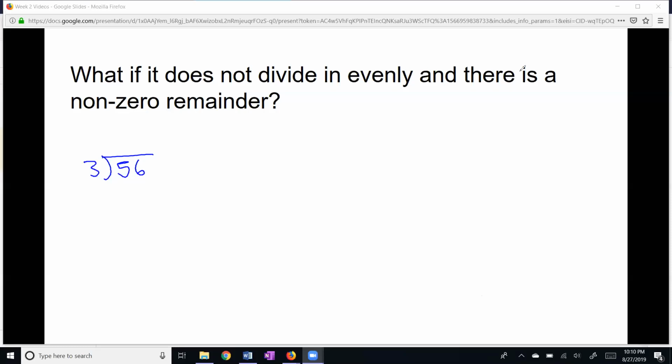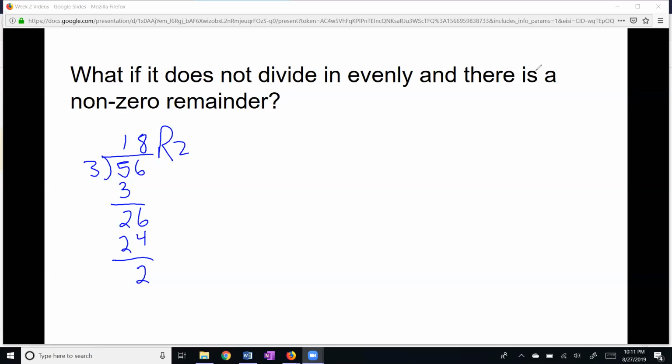Now let's take a look and see what happens if it does not divide evenly and there is a non-zero remainder. For example, 56 divided by 3. Let's do the long division. If we do the long division, we get a quotient of 18 and a remainder of 2.